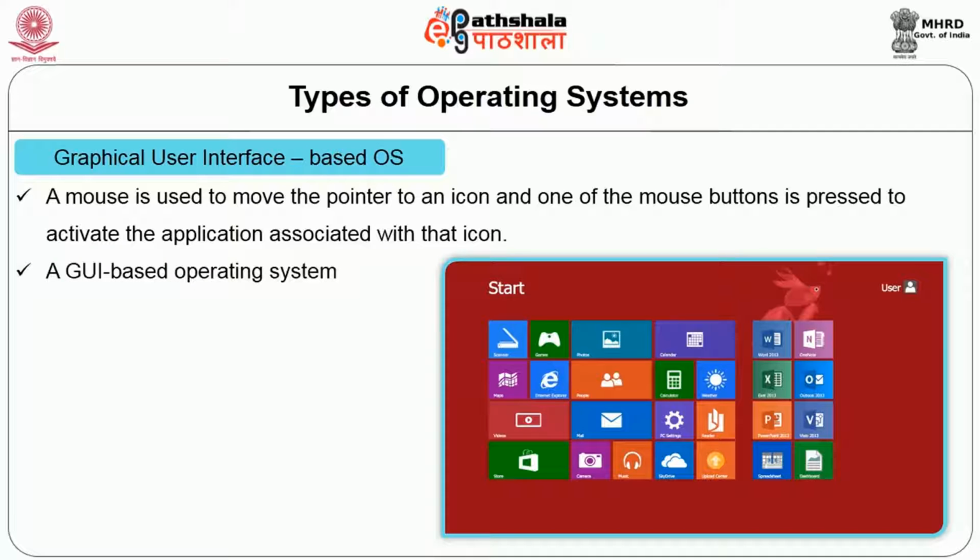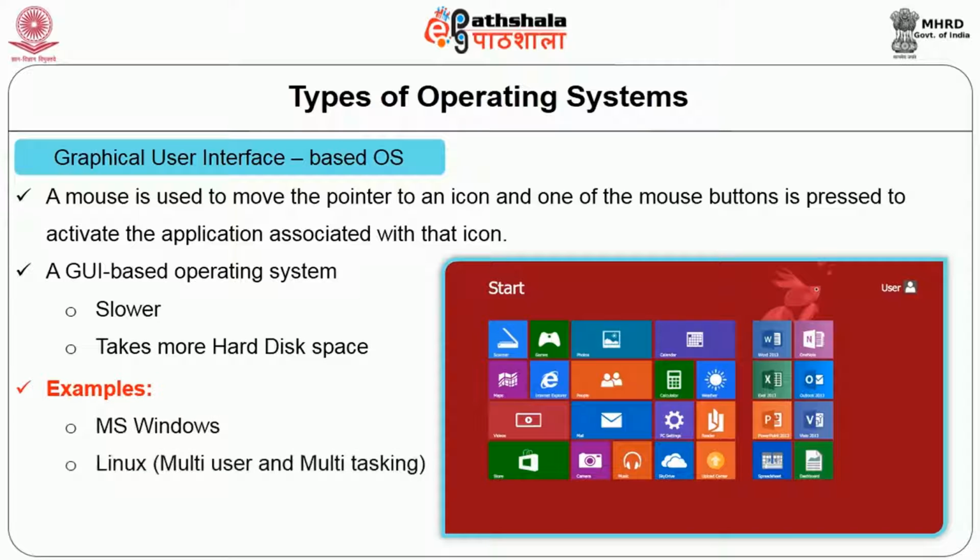A GUI based operating system is slower and takes more hard disk space. MS Windows and Linux are examples of multi-user and multitasking operating systems.